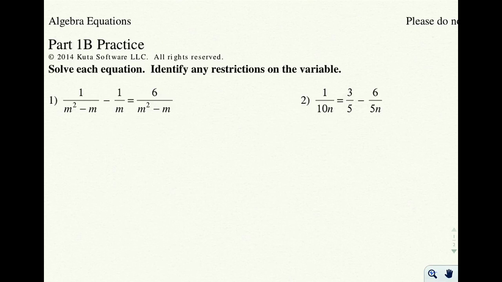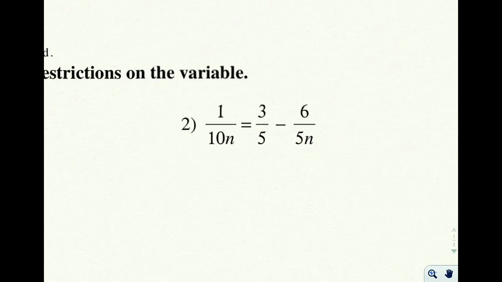Now in section 1b we're looking similar to 1a. Again, we have rational equations. This time it's a little bit of a level up. We're trying to solve them and find any restrictions or excluded values. So we're going to look at number 2 first.